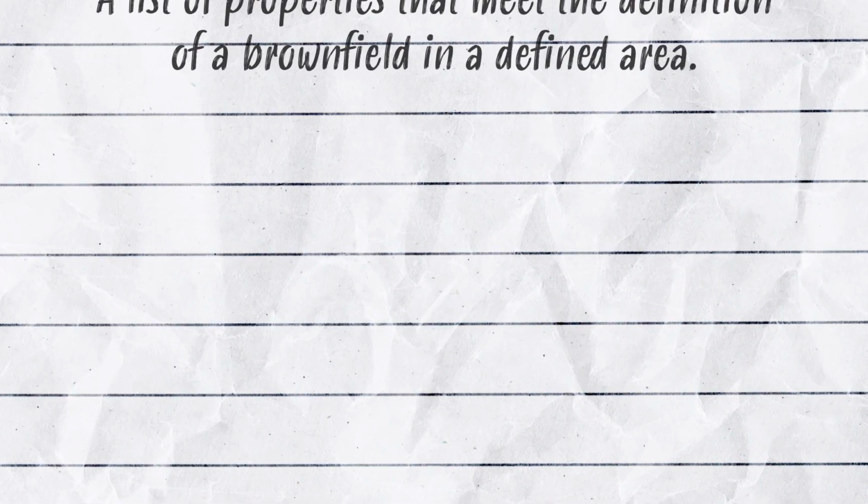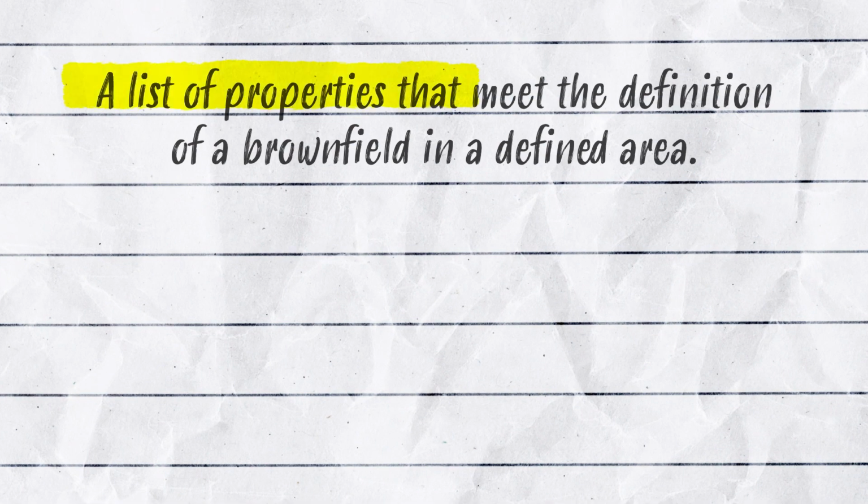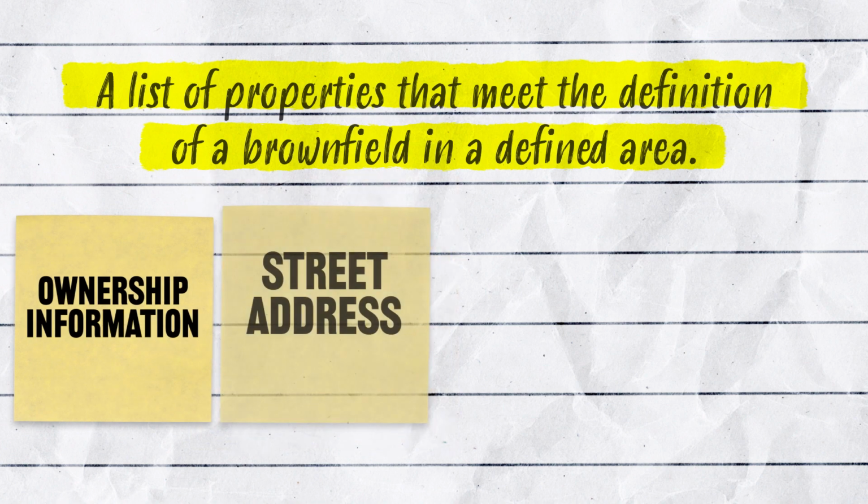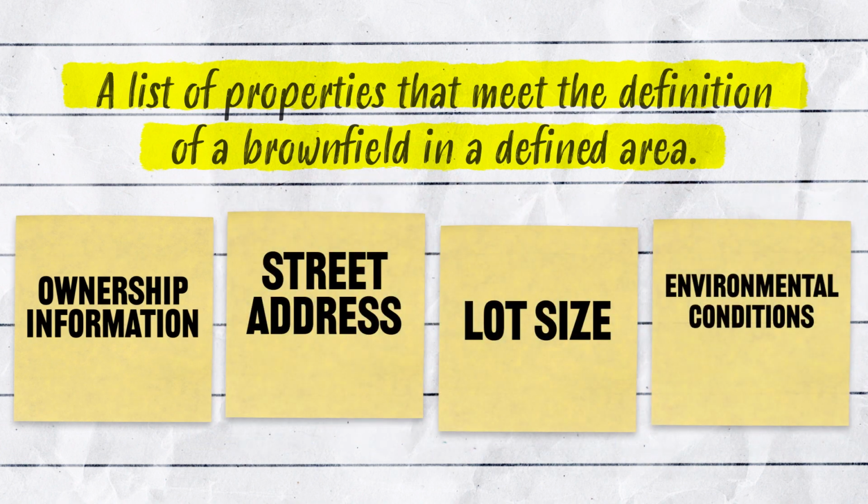A brownfield inventory is a list of properties that meet the definition of a brownfield in a defined area. The list also includes each site's associated attributes and data such as ownership information, street address, lot size, and environmental conditions. This list can later be used to identify prioritization criteria.